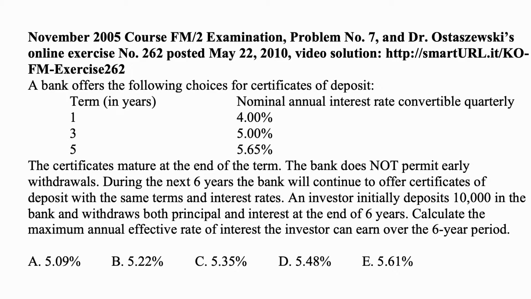During the next 6 years, the bank will continue to offer certificates of deposit with the same terms and interest rates. An investor initially deposits $10,000 in the bank and withdraws both principal and interest at the end of 6 years. Calculate the maximum annual effective rate of interest the investor can earn over the 6-year period.